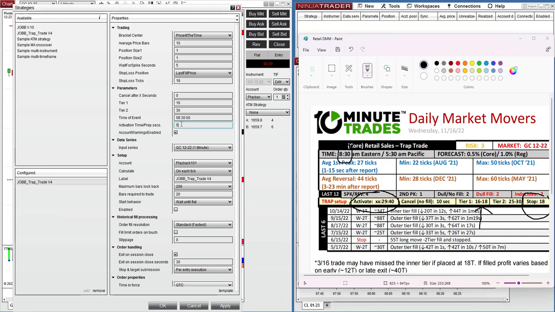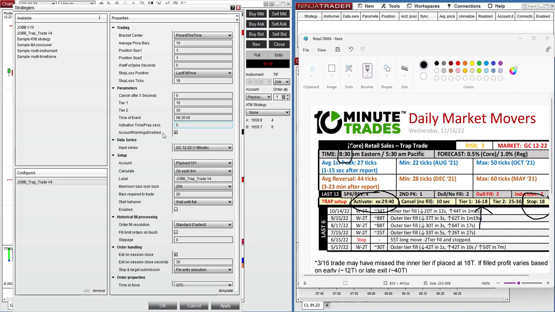So you would put a 20 in there. 20 seconds before the news comes out, our orders are going to show up on the chart. I like 5 seconds. It's a pretty volatile market these days. I just like 5 seconds. I don't want my orders sitting on charts for an hour. 20 seconds, it's too long.